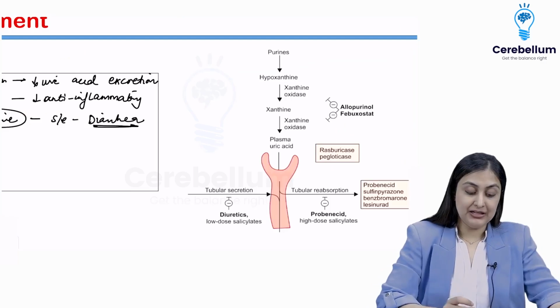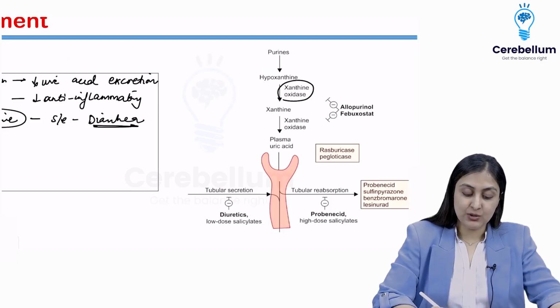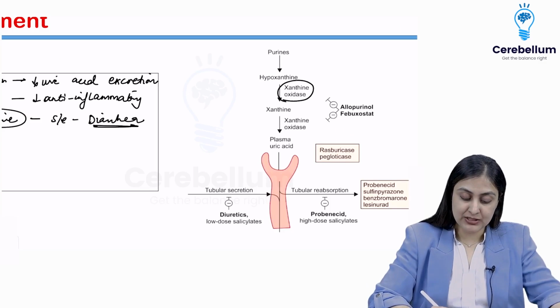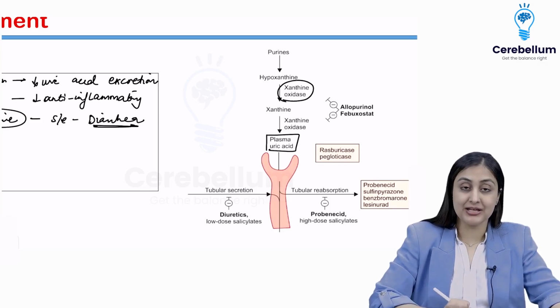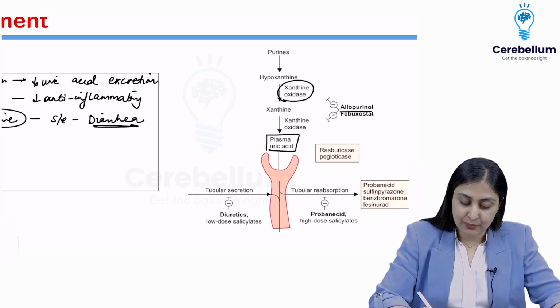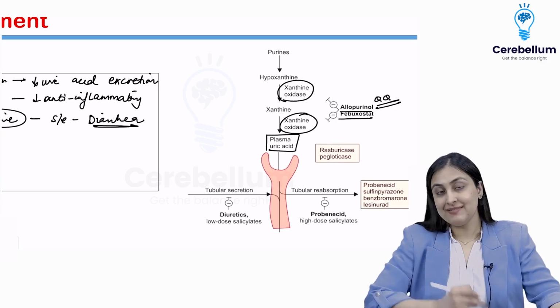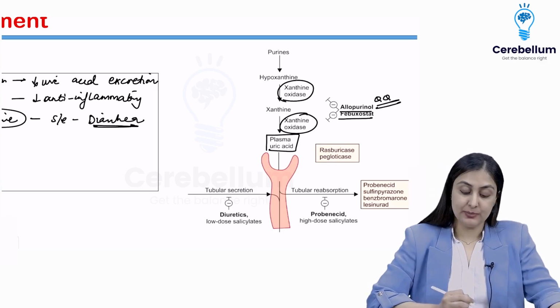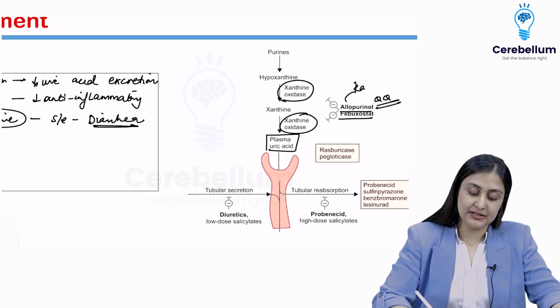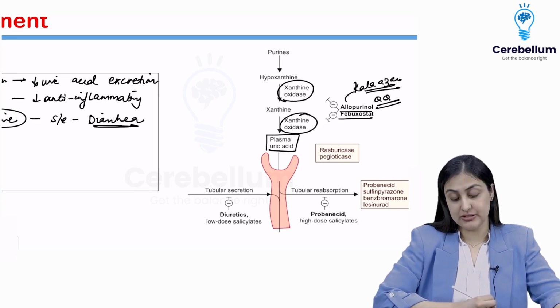So the principle: allopurinol blocks the xanthine oxidase which breaks down the purine, so basically reducing uric acid production. So allopurinol and febuxostat block the xanthine oxidase. Very, very important mechanism that you want to remember. Allopurinol is also used in Kala Azar in addition to hyperuricemia.